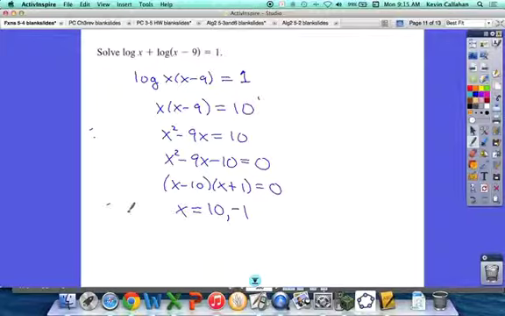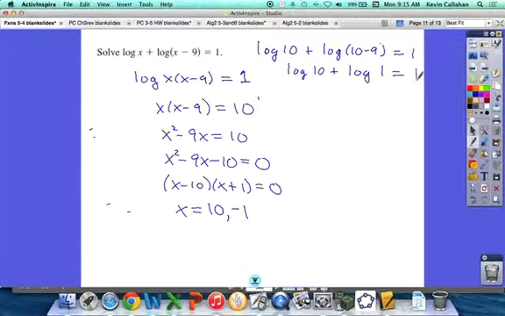Okay, now we got to check. Right? If I plug in 10, if I put log of 10 plus the log of 10 minus 9 equals 1, that's going to be log 10 plus log of 1 equals 1. I mean, there's no domain problem, right? I'm not going to throw it out because of domain. So this one checks. Now let's check the negative 1.